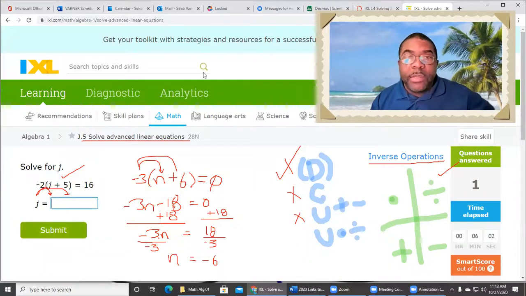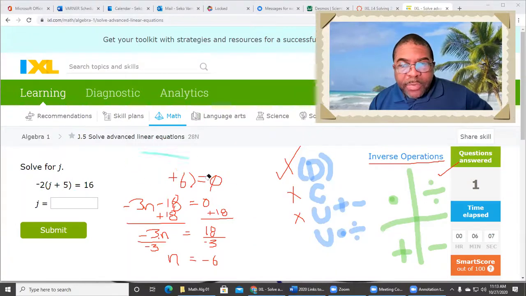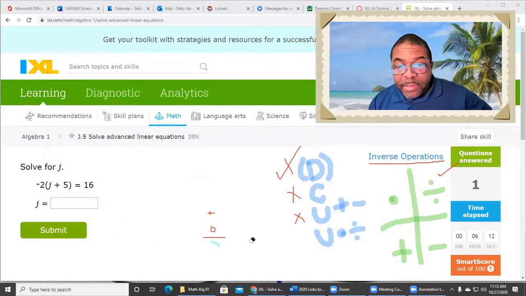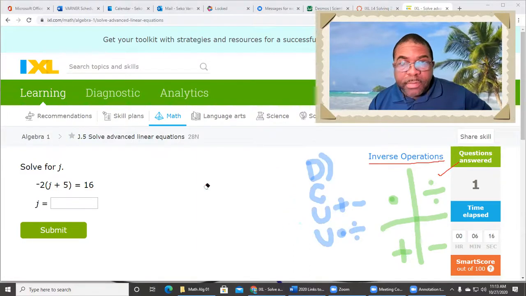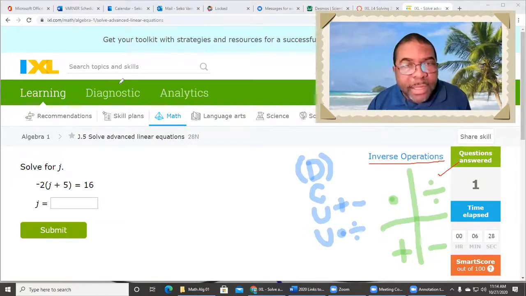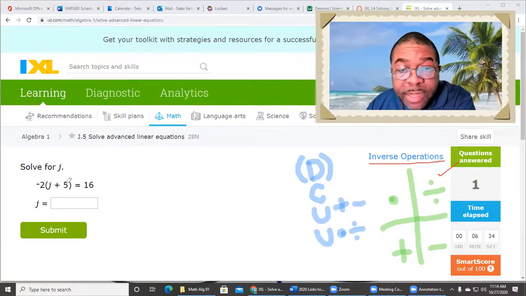Super. Being super, let me help you with the next one, but I'm not going to give you the answer like I just did. Let me replace my parentheses. When I'm looking at this, I see negative 2 times j plus 5 in parentheses equals 16. We're solving for j.